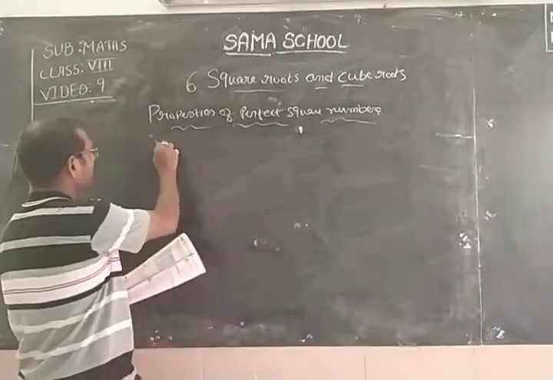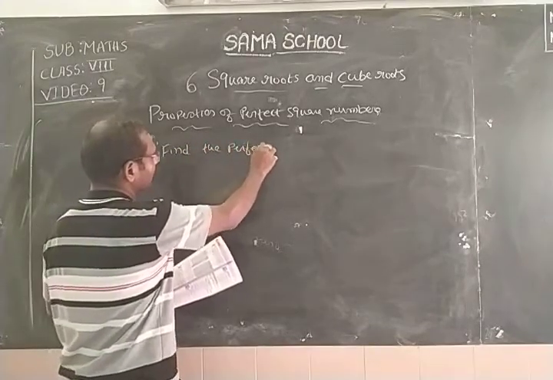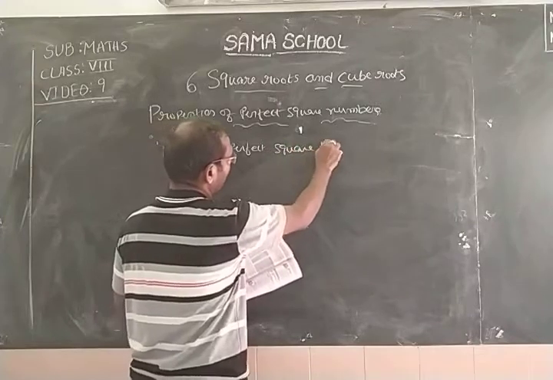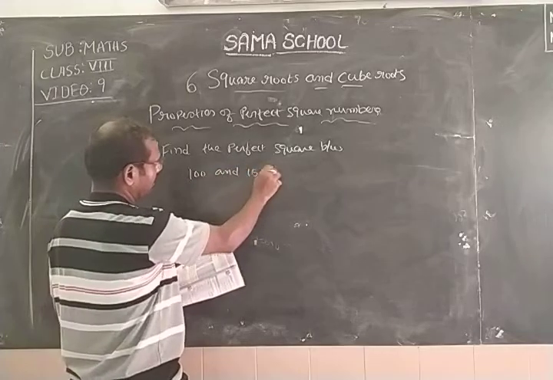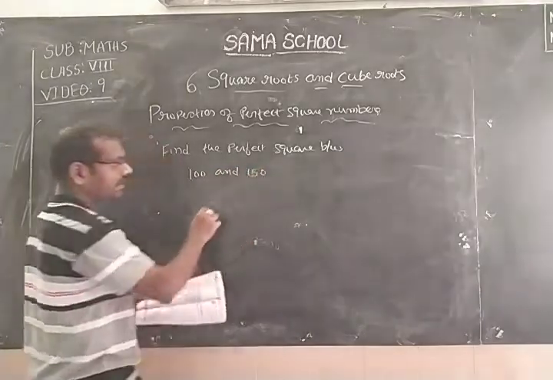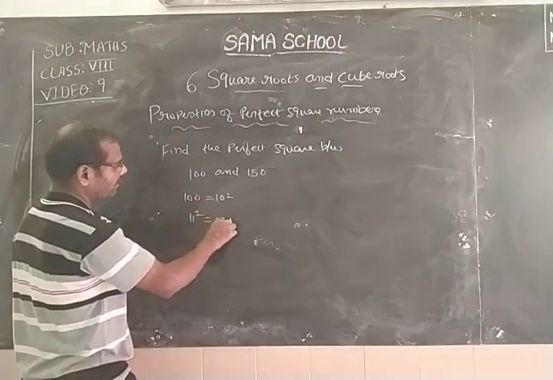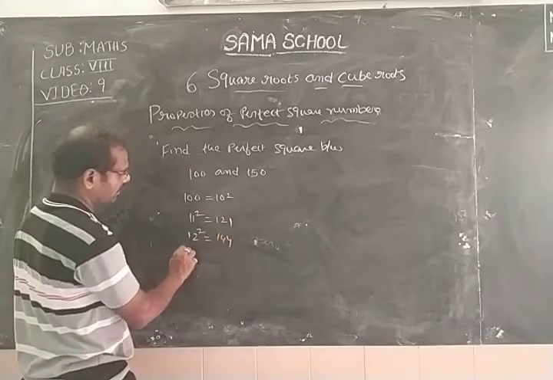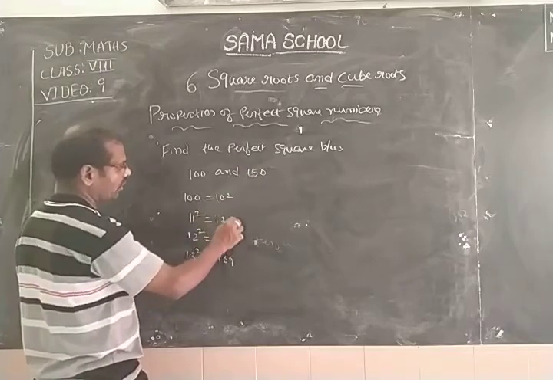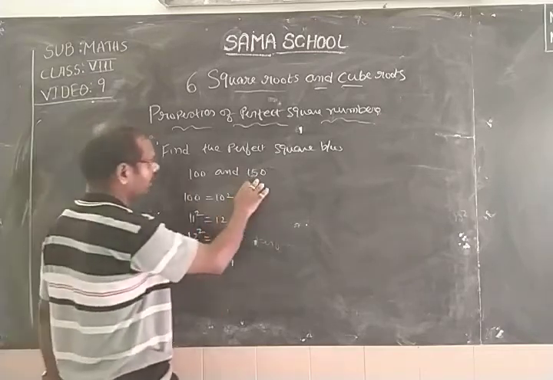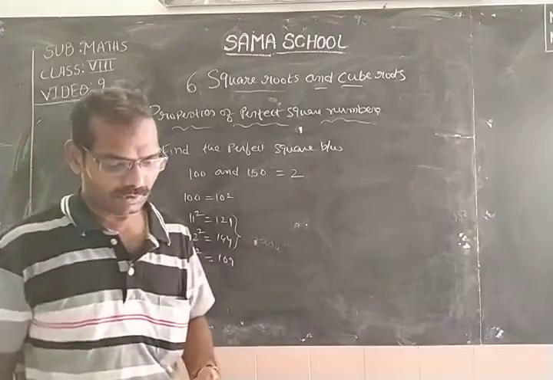Now I am writing one example. Find the perfect squares between 100 and 150. 100 means 10 square. The next number is 11 square, 121, 12 square, 144, 13 square, 169. 169 is more than this. So how many perfect squares are between 100 and 150? You should say only 2. 2 numbers are there.